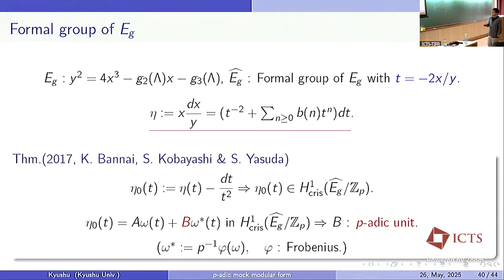And we recall the theorem proved by Bandai-Kobayashi-Yasuda. First, let eta 0t be the differential form defined by eta t minus dt over t square. Then, eta 0t is an element in the crystalline homology of EZ hat. And as I mentioned before, the crystalline homology has a basis of omega t and omega star t. Therefore, we can write eta 0t is equal to a omega t plus b omega star t in the crystalline homology of EZ hat over ZP. And they showed the coefficient of omega star t is a p-adic unit.